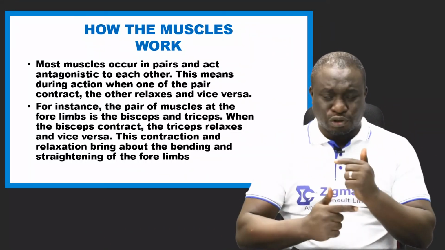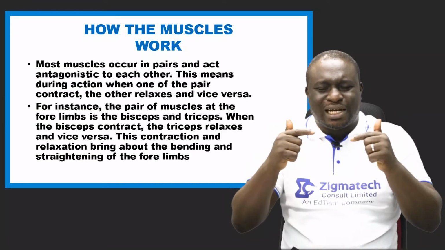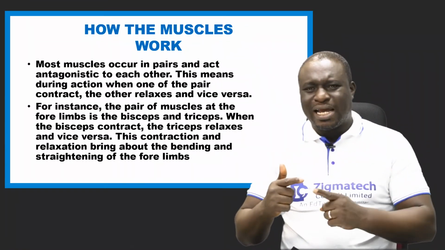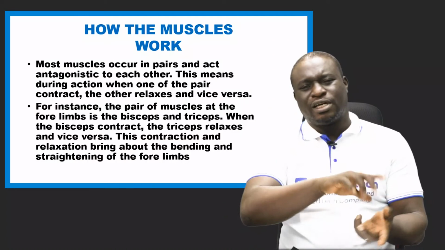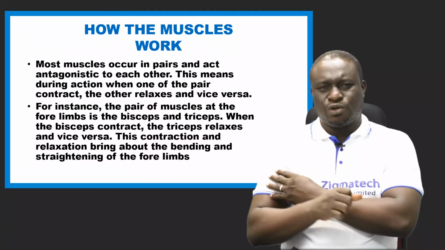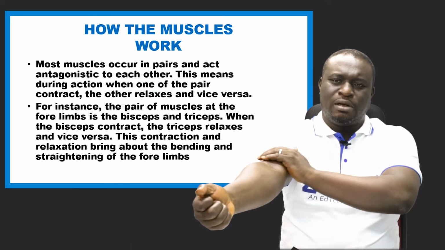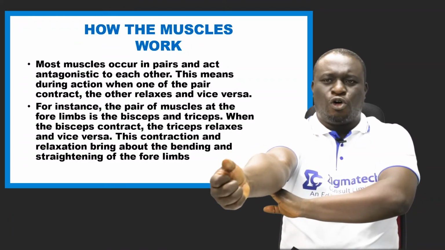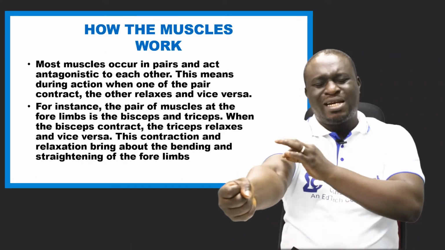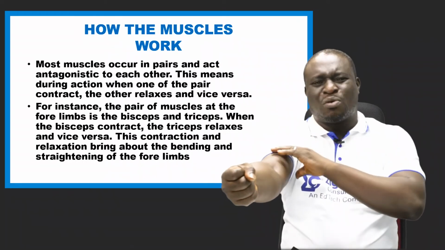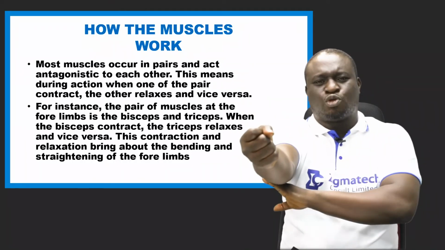Remember, we are looking at how the muscles work. Muscles work antagonistically to each other. That means when one is contracting, the other one will be relaxing. When one is relaxing, the other contracts. An example is the muscles at the forearm. At the forearm, we have the biceps, which is on top, and then we have the triceps. Now, for movement to take place in the forearm, the biceps must contract, and as the biceps contract, the triceps will relax.